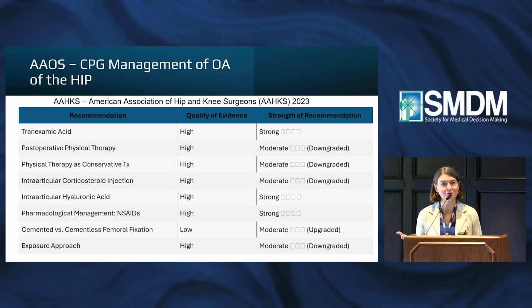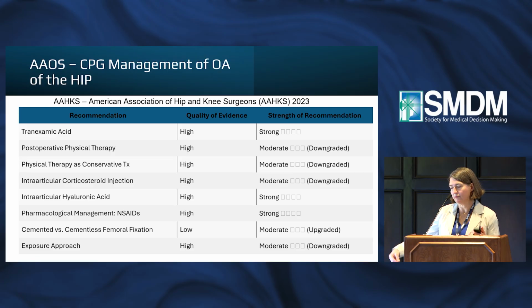So the only surgical things that they did look at and compare for cost effectiveness was cemented versus cementless femoral fixation. And the quality of the evidence was very low, but the recommendation they had enough evidence to make was moderate. And again, that could be from the hospital perspective, right? What type of supplies do we stock? Is it more cost effective to have this versus that? And then exposure approach. So whether you expose from the transverse or the lateral side versus an anterior approach.